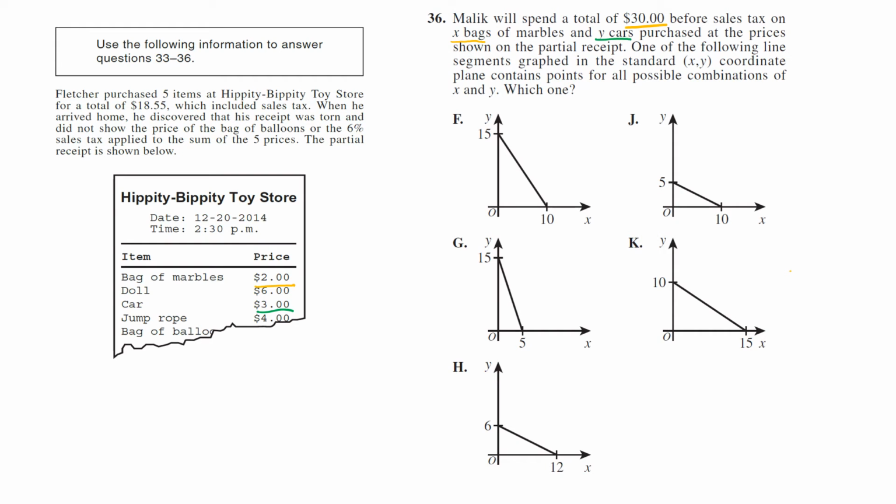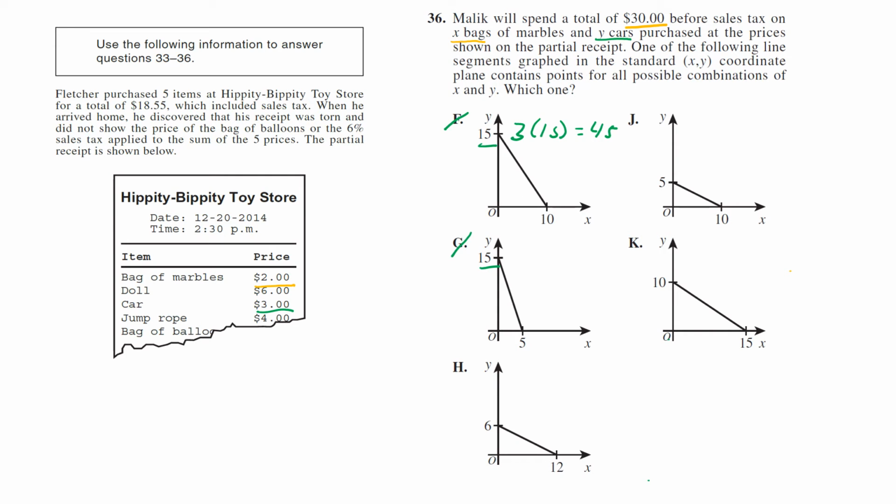So let's just start with choice F. So the cars are $3 each. So if he spent 15 times 3, well, that's 45, and that's too much. So we know choice F is out. And for that same reason, we know choice G is out.